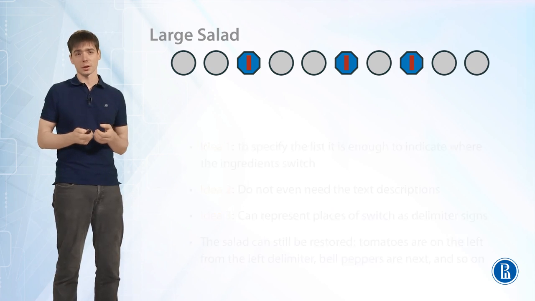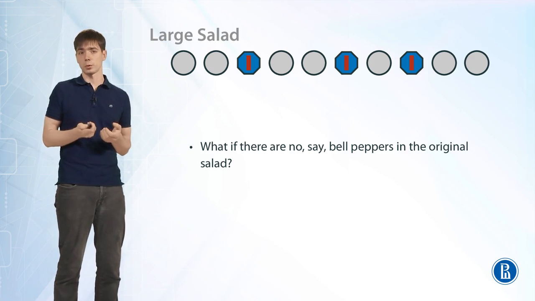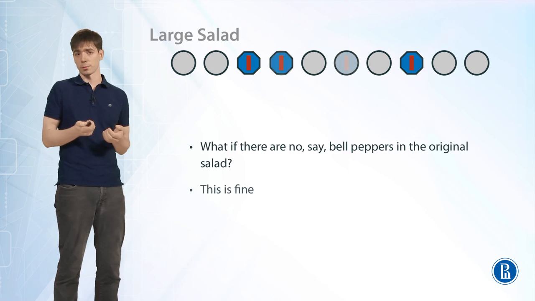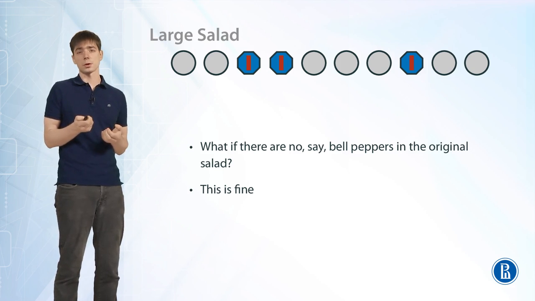Let's do a small sanity check right now. What happens if in our salad there are no, say, bell peppers? Will the picture make sense? How will it look? Can we represent such a salad with such a picture? It turns out that this is fine. We will have a picture like this. The first and the second delimiter will be right next to each other. There are no ingredients in between them. So in case of this particular picture, we have a salad with 2 tomatoes, 3 lettuce and 2 eggplants. So this is fine. Our picture still represents such salads.